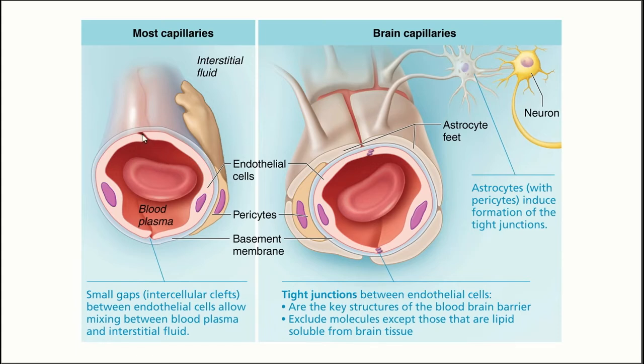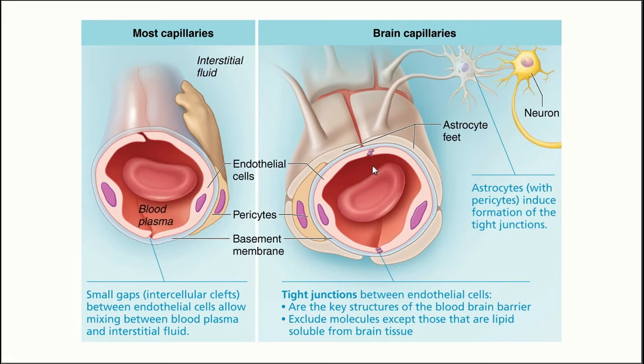But these epithelial cells have little gaps between them. They're called intercellular clefts. And this means that fluid like blood plasma and any chemicals or ions can usually squeeze between the cells that make up the walls of the blood vessel and get into the tissue around it. So that's the basic structure of most capillaries in the body. Now, capillaries in the brain are much more secured. They're not as leaky. And the reason for that is that the endothelial cells are joined by tight junctions.